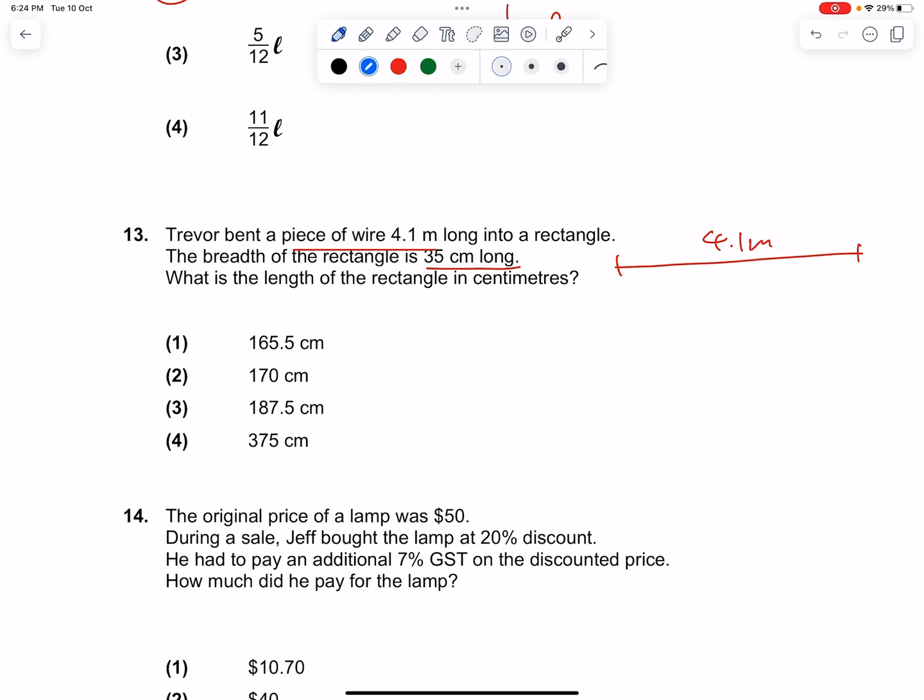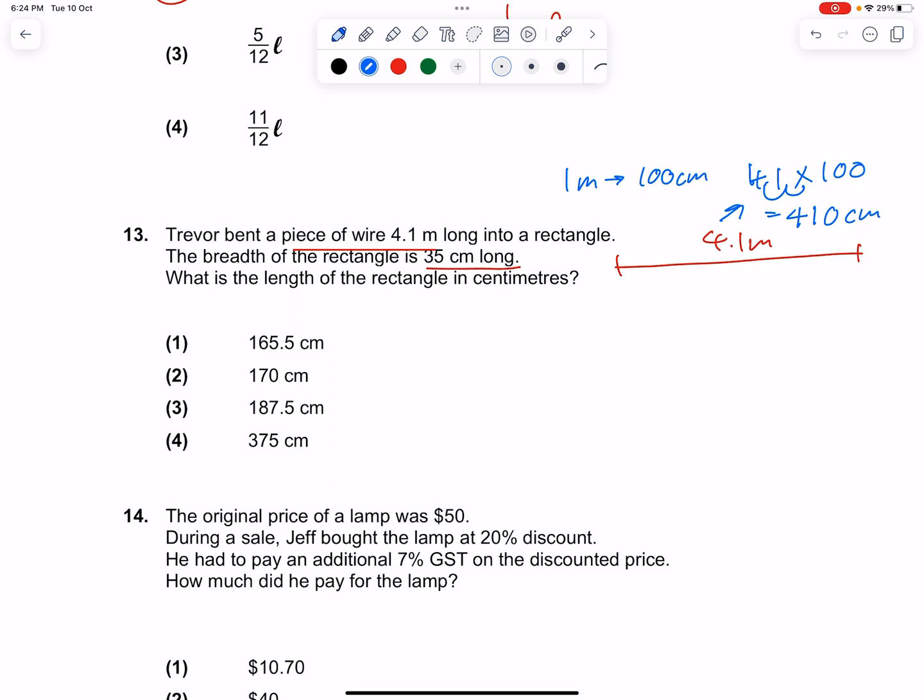To do that, I know that 1 meter is equivalent to 100 cm. Be careful, many students think it's 1,000. No, it's 100. So we will shift this one. So 4.1 times 100. We will shift this 2 times. That leaves us 410 cm.